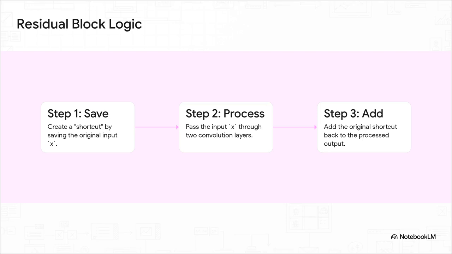Now let's see what this looks like in terms of code logic. It is a super simple three-step recipe. Step 1, you take your input, let's call it X, and you immediately save a copy of it. We'll call that copy shortcut. Step 2, you send the original X down the main path to get processed by a couple of convolution layers. And step 3, you take the result from that main path and you just add the shortcut variable right back to it. That's it. That's the whole trick right there.